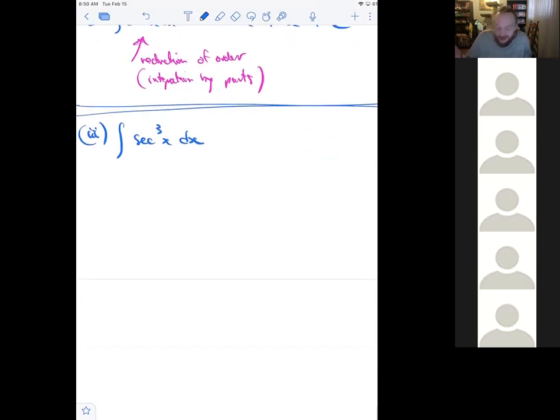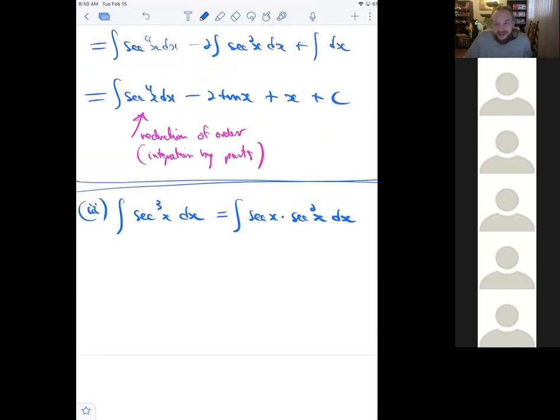For secant cubed, we're going to write it as the integral of secant x times secant squared x dx. As long as you have at least two powers or higher, we know how to do the integral of just secant. We know how to do the integral of secant squared. We had the substitution rule, and this is one of our lexicons. Now we need to know secant cubed or higher. How do we do this? If you have secant cubed or higher, you steal two of these. This is going to be your dv, and this is going to be your u always.